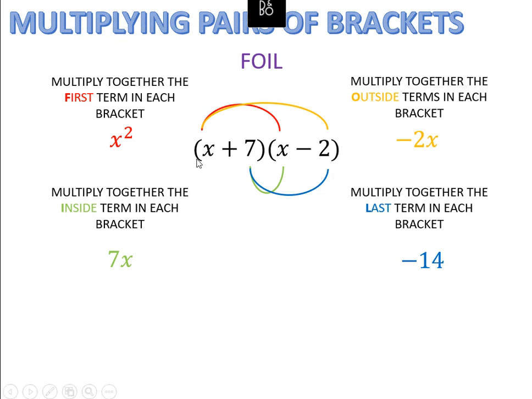Okay, if you look at what I've done here, first of all, I'm taking the x and I'm multiplying it by x, and then I'm taking the x and I'm multiplying it by the minus 2.